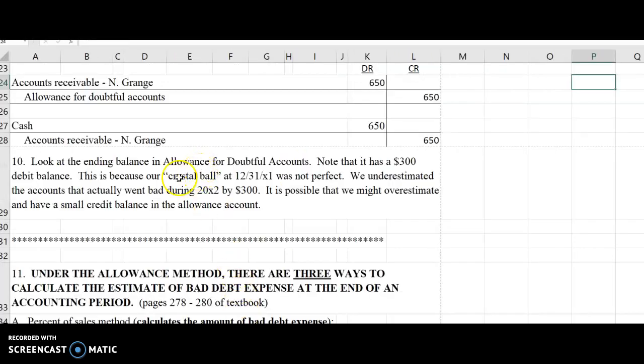And the reason for that is that our crystal ball at December 31st, X1, a year ago, was not perfect. We underestimated the accounts that actually did go bad during 20X2 by $300. And like I said before, it is possible that we might overestimate and have a small credit balance in the allowance account at the end of the year.